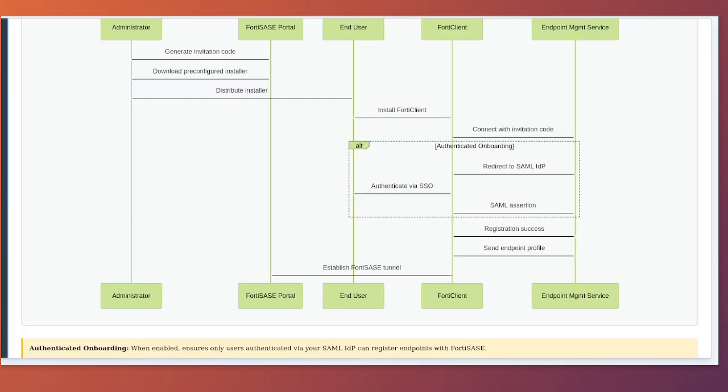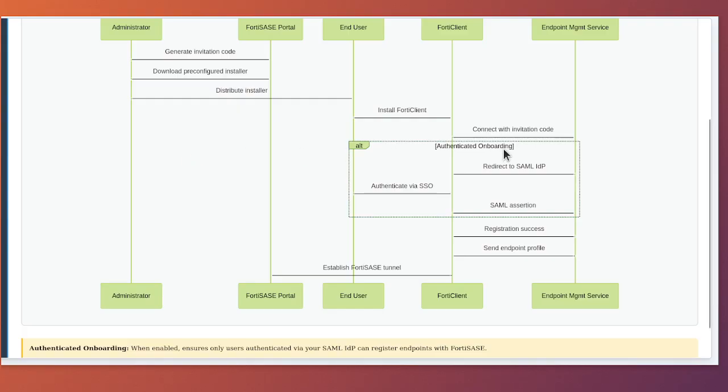FortiSASE 25.3.148 introduces authenticated onboarding as a select availability feature. When enabled, users must authenticate via SAML single sign-on during the onboarding process. This ensures only authenticated users from your identity provider can register endpoints with FortiSASE, preventing unauthorized devices from connecting even if they have a valid invitation code.